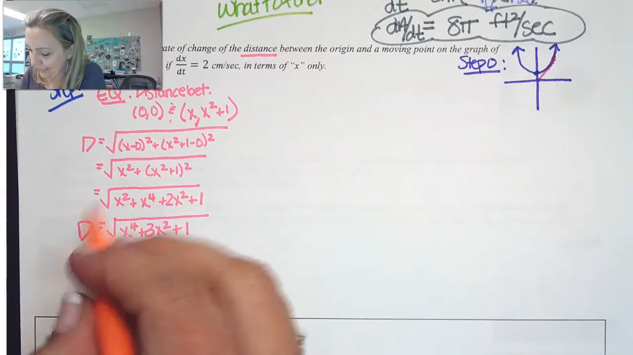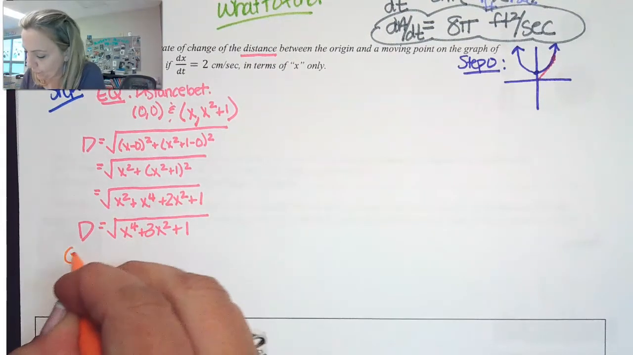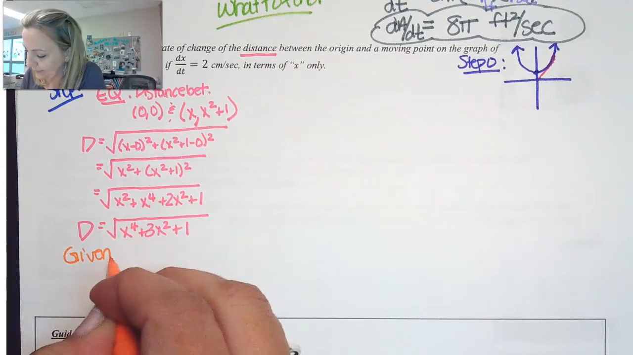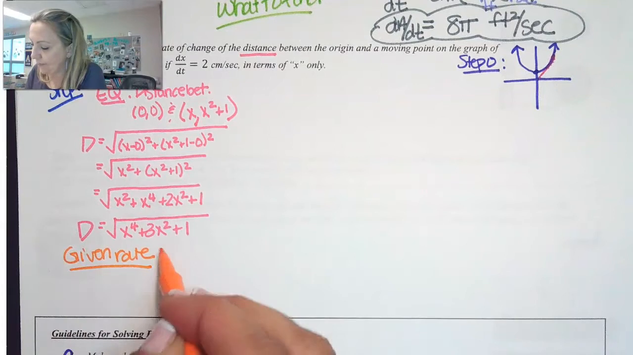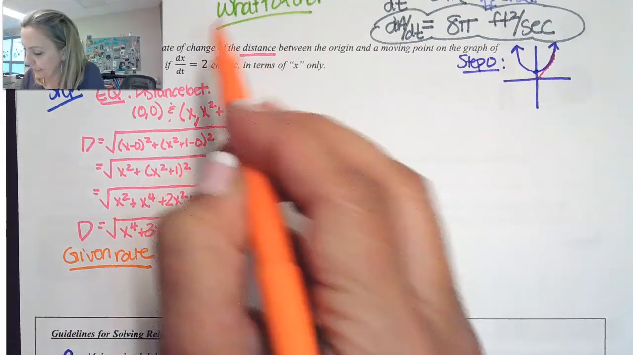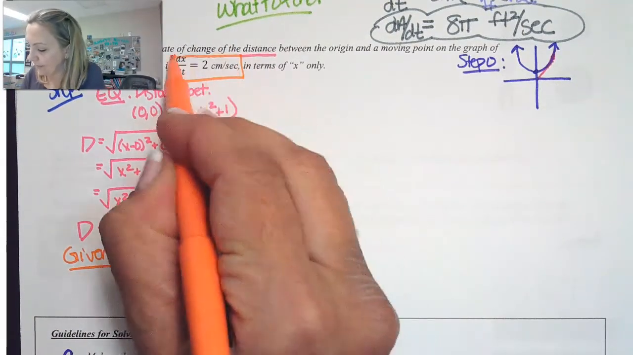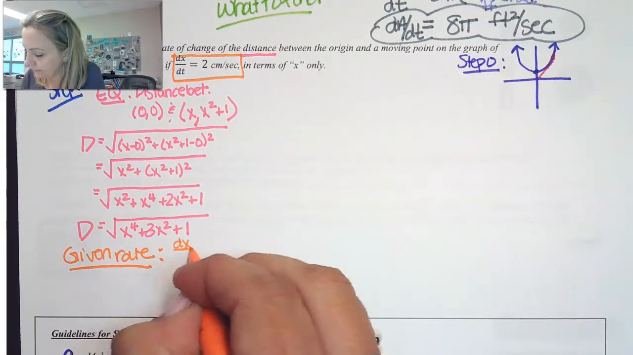Now let's look at the given quantities. So what is our given rate? The given rate that we have in this question, notice, is this dx dt equals 2 centimeters per second. So that's handy.